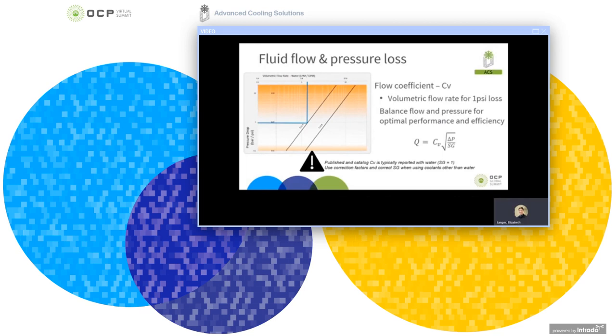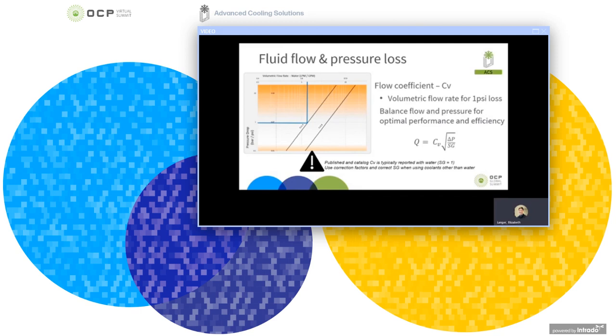A nice way to characterize the fluid flow and pressure loss of a quick disconnect fitting is to use the flow coefficient, or CV. The CV value is a dimensionless coefficient that correlates the volumetric flow rate, or gallons per minute, to a 1 psi pressure loss. You can see below we have an equation where Q defines the volumetric flow rate as it relates to the CV, the delta P, or pressure loss, as well as the specific gravity.